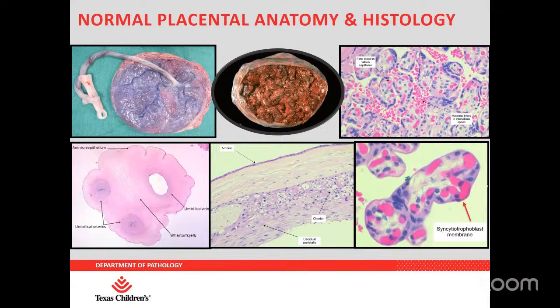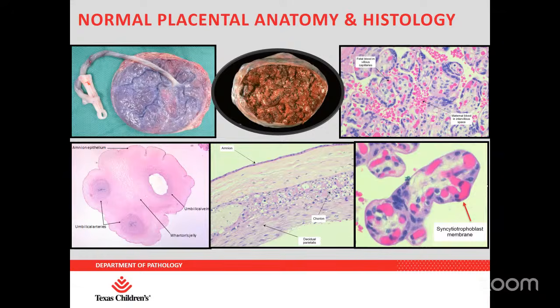In the bottom middle image, you can see that the normal peripheral membranes essentially are formed of 3 layers. You have the amnion on the fetal side, chorion in the middle, and then the decidua on the maternal side. And then the chorionic villi are where the maternal-fetal exchange takes place, and they can be seen in the 2 images on the right, essentially the leaves of the tree.